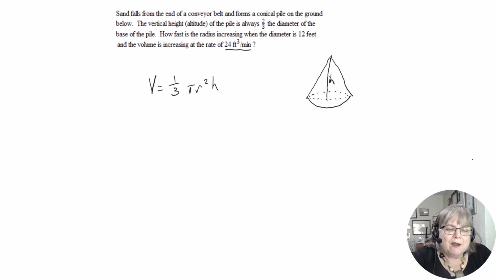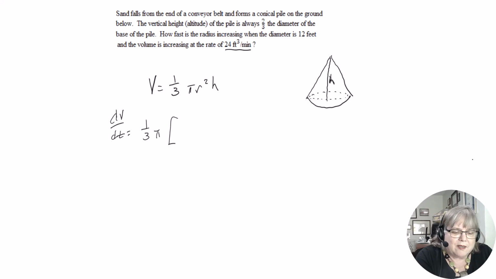Now, to do a rate of anything, you're going to take a time derivative. So if we take the time derivative, we would have dV/dt is equal to 1/3 pi, because those are just coefficients. And r squared h is the product, so it'd be the first times the derivative of the second plus the second times the derivative of the first.